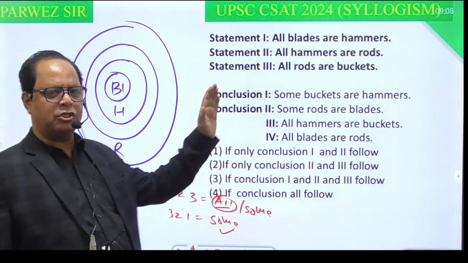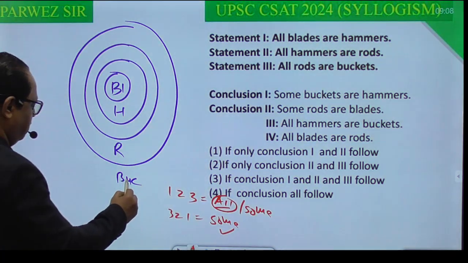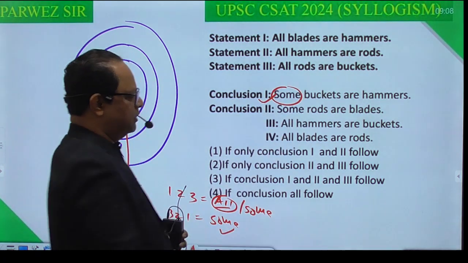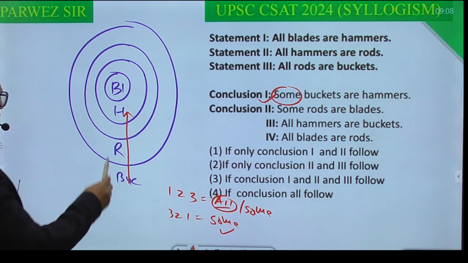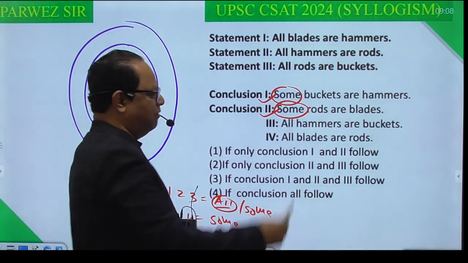Now we will match the conclusions. Some buckets are hammers. Going from outer to inner side, "some" is given, so the first option is right. Some rods are blades. From outer to inner side, "some" will be given, so the answer will be correct.